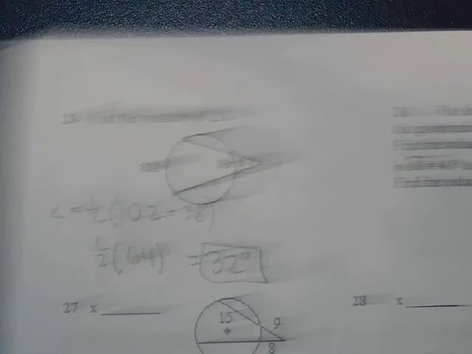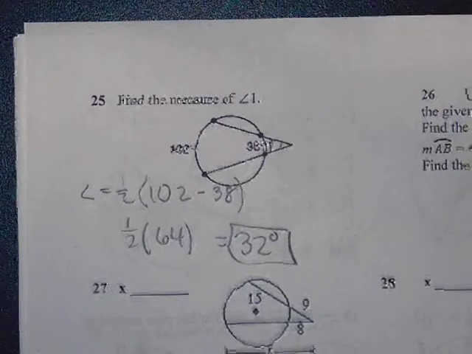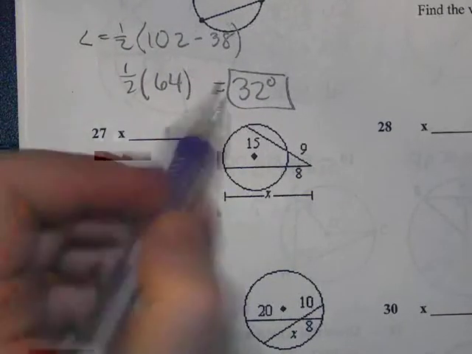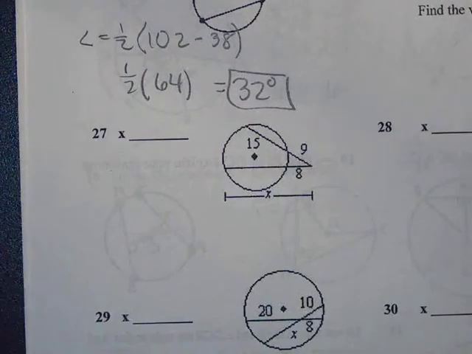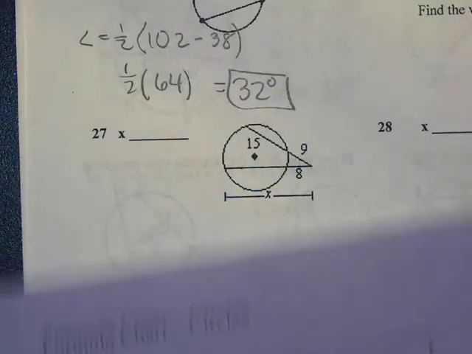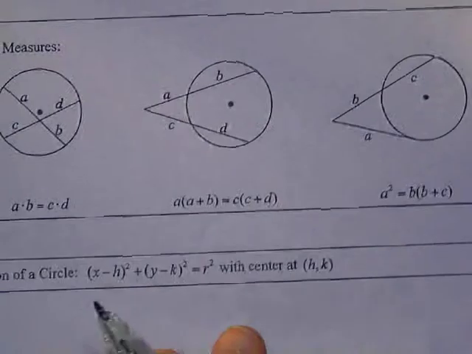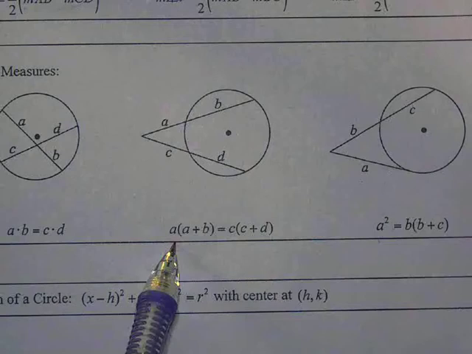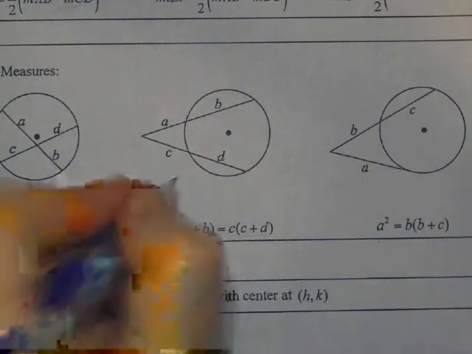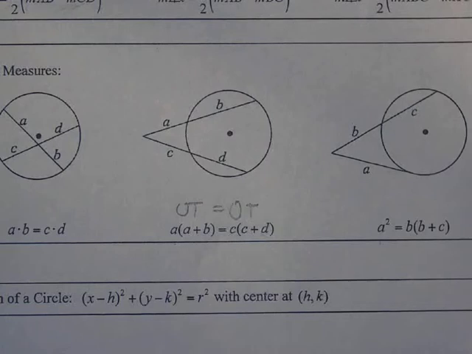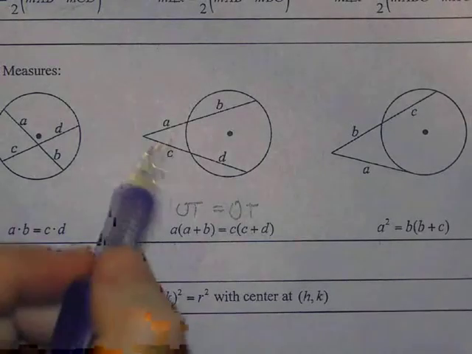All right, number 27. When I look at this piece, these don't have degree signs. They're representing segment lengths, not arc lengths. So I would match this picture to this middle segment formula, which tells me that the outside piece times the total length is equal to the outside piece times the total length. And you always want to relate the pieces that are along the same chord together.